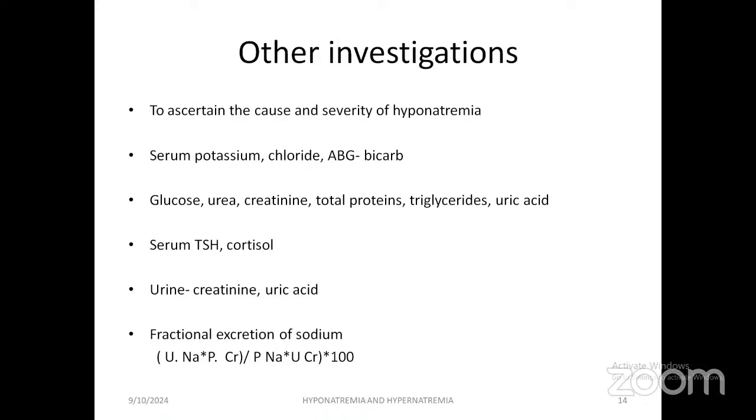Other investigations we have to get done to ascertain the cause and severity of hyponatremia: serum potassium, chloride, ABG, and other investigations like glucose, urea, creatinine, total proteins, triglycerides, uric acid, serum TSH, and cortisol should also be sent.